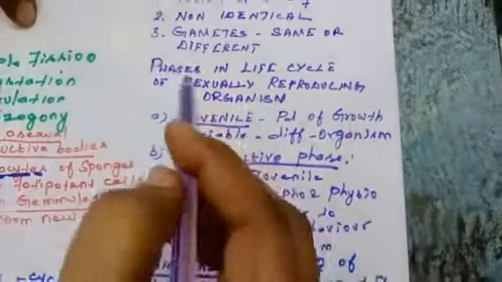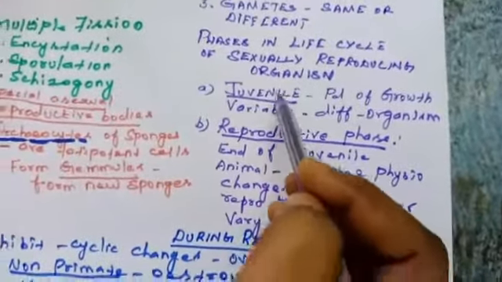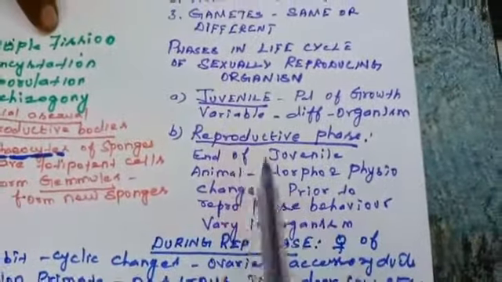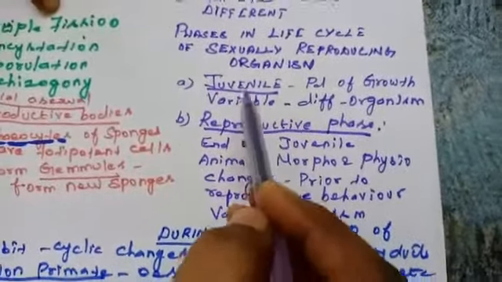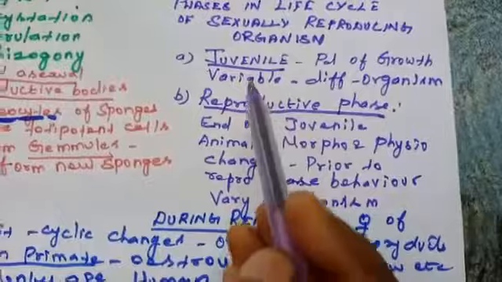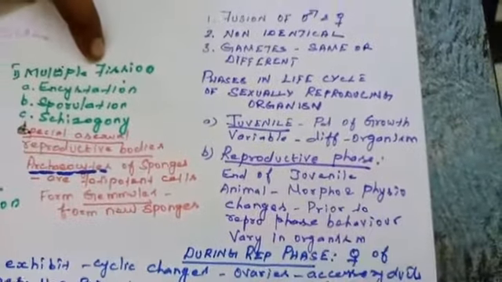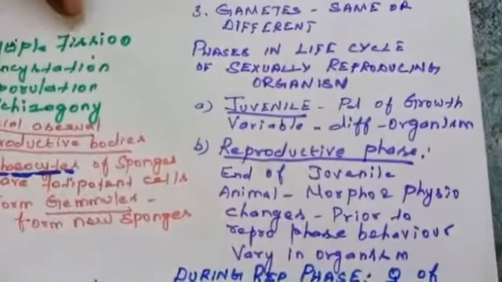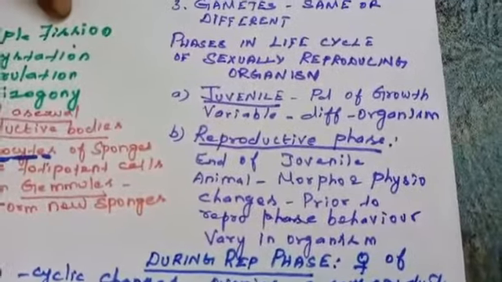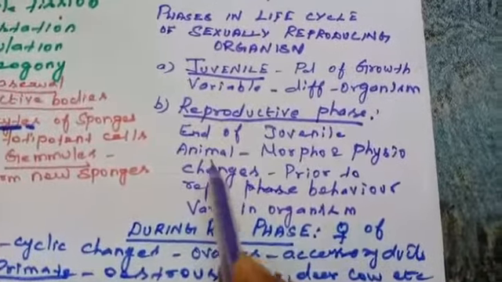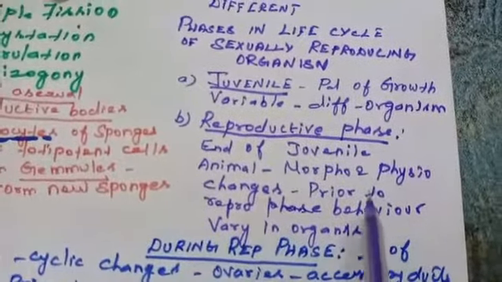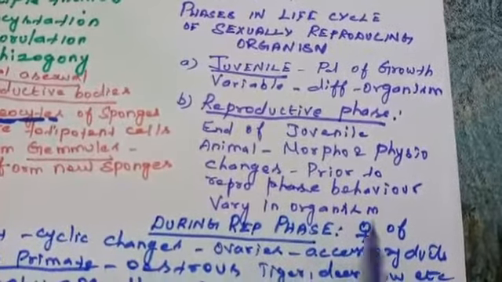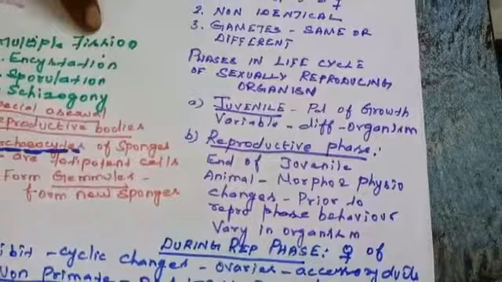Phases in the life cycle of sexually reproducing organisms. In sexually reproducing organisms, there are two phases. This I have already explained: the juvenile phase and the reproductive phase. What is the juvenile phase? The period of growth. This juvenile phase varies in different organisms. Next one, the reproductive phase, which is the end of the juvenile phase. Before reproductive behavior, in animals, there are some morphological and physiological changes. The reproductive phase also varies in different organisms.